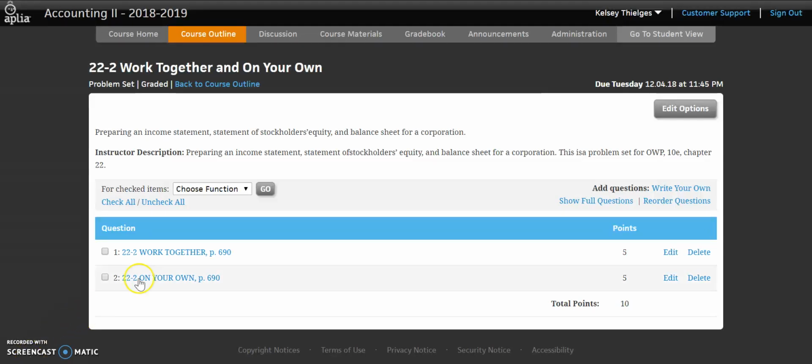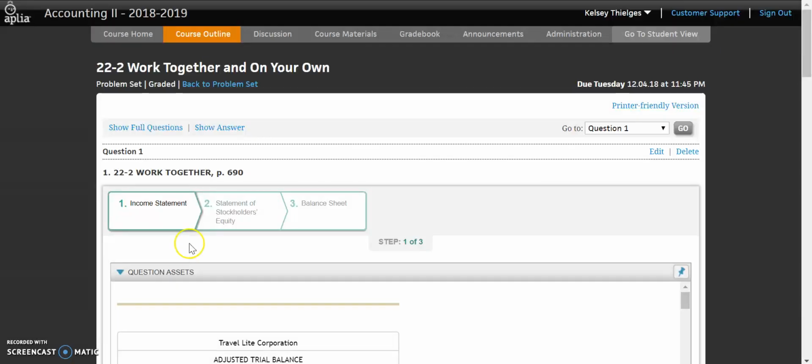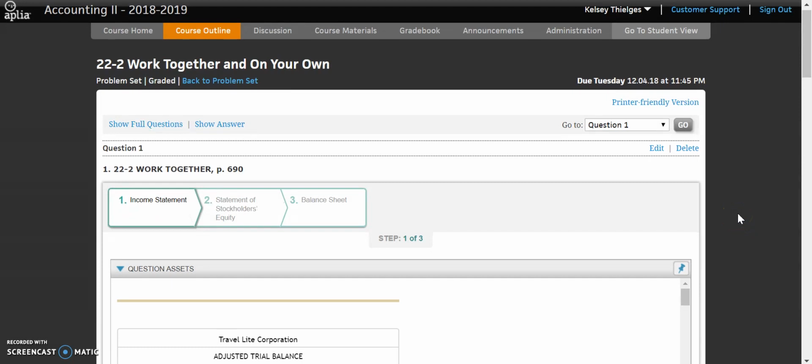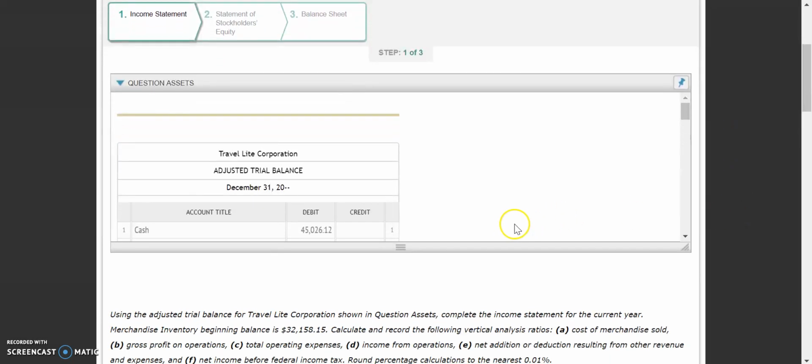All right, we're about to start 22-2 work together, which is on creating our income statement, statement of stockholders' equity, and balance sheet. So we have 3 steps. They are a little bit on the long side because of the number of accounts that we have. So I'm just going to scroll down here. We have our adjusted trial balance that we just completed in 22-1.